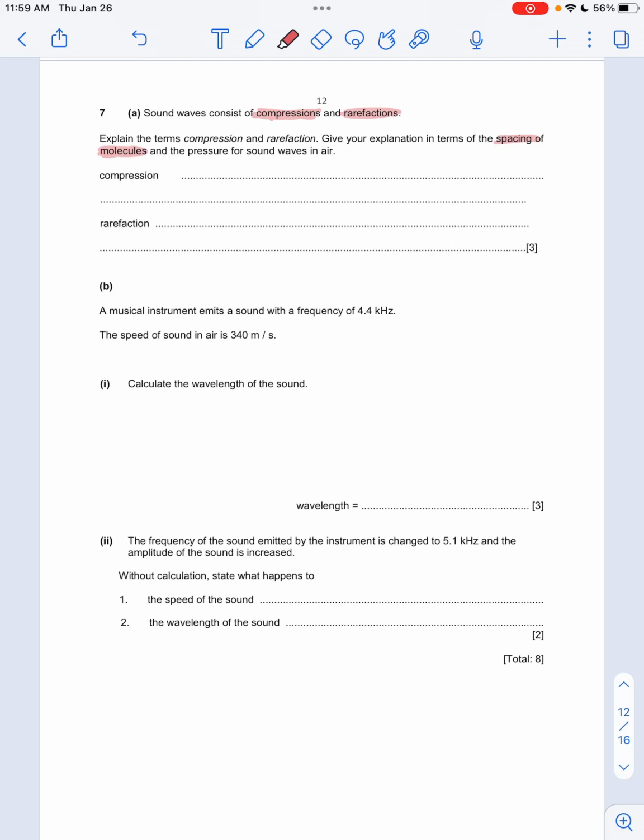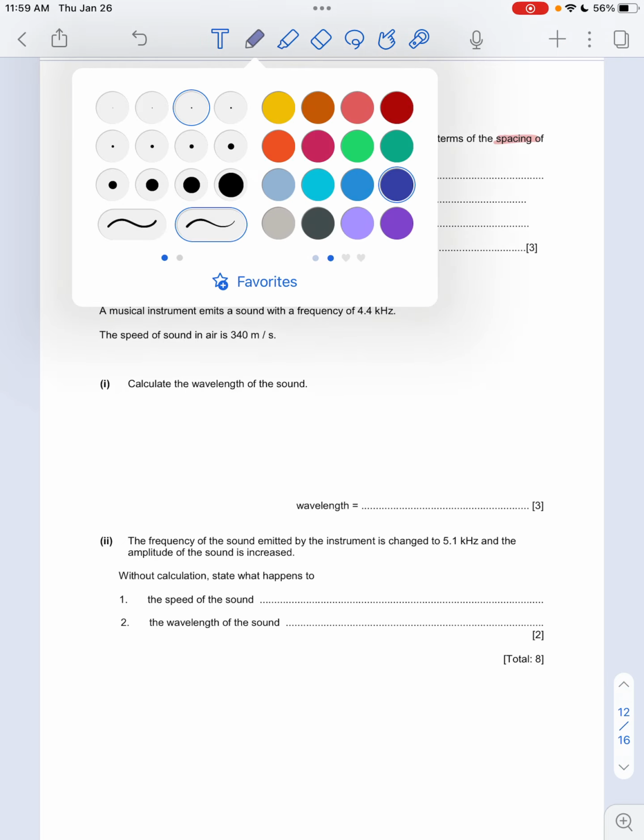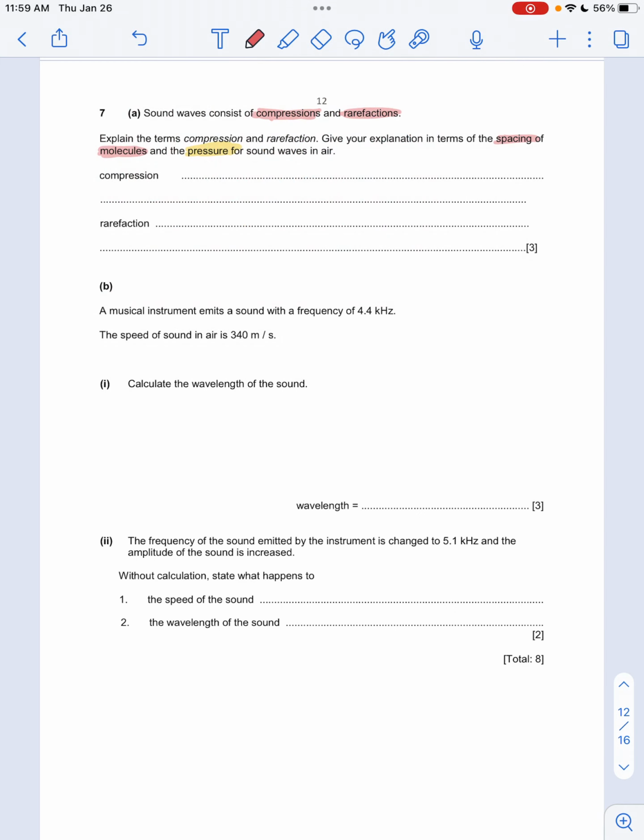So for each of these, we want to talk about the spacing of the molecules, and we want to talk about the pressure. So for each of these points, I need to talk about both of these things. So with regards to the spacing of the molecules in a compression, the molecules are close together. And with the rarefaction, my molecules are farther apart.